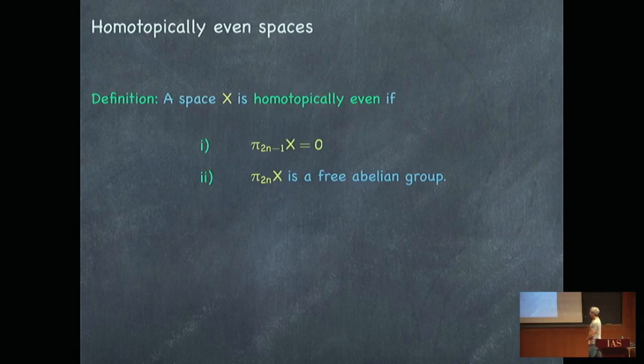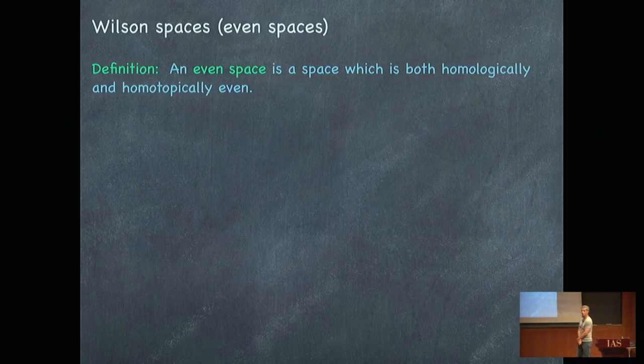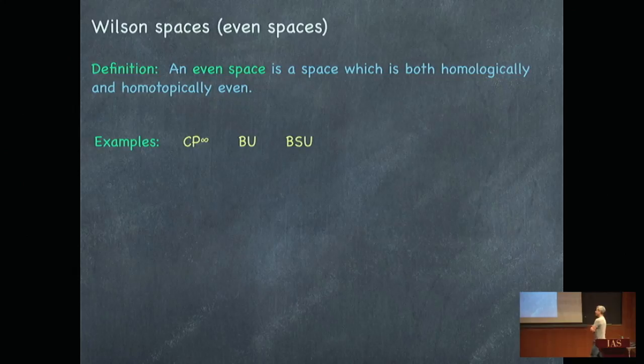So there's an analog of this in homotopy theory, for homotopy groups. A space will be called homotopically even if its odd homotopy groups are 0, and the even homotopy groups are free abelian. And Wilson defined a space to be an even space if it's both homologically and homotopically even. Now, this is difficult to achieve, and the only commonly known examples are infinite dimensional complex projective space, the classifying space of the infinite unitary group, and the classifying space of the infinite special unitary group. And those last two we know are homotopically even because of Bott periodicity.